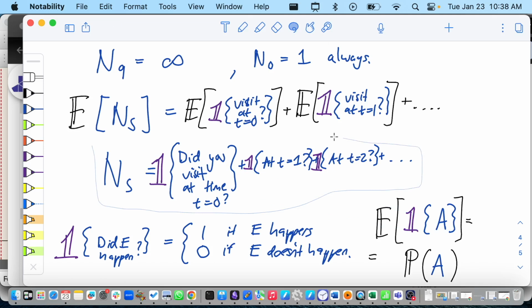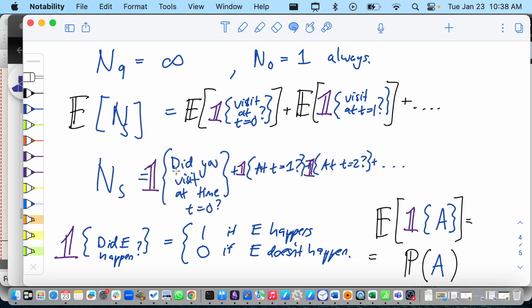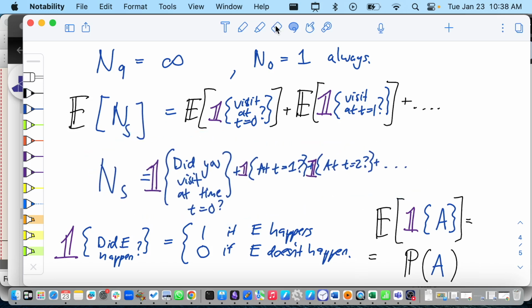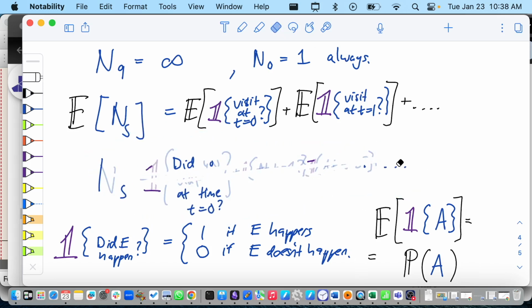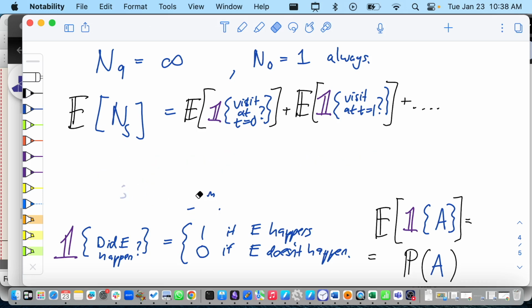Okay. Let's take this thing and move it. All right. I'm going to do the other thing you can do, which is delete. Let's delete this one because I want the space to write down what this thing is equal to. The expected value of the indicator is the probability. The probability that you visit at t equals 1, visit at t equals 2.